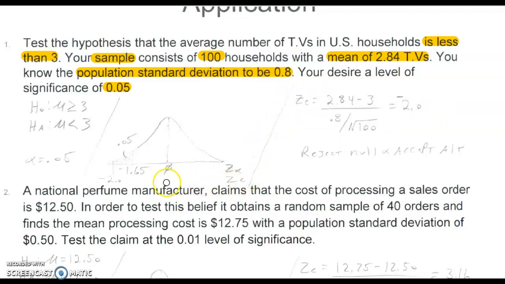Compare that. We get a computed value way down here in this tail. But our critical value is here, which means we're in the rejection region. So based on the sample with a mean of 2.84, it looks like we're going to have to reject our null and accept the alternative. We're going to have to reject the idea that the population mean is greater than or equal to 3 and accept that it is in fact less than 3. All right, so that's the process.